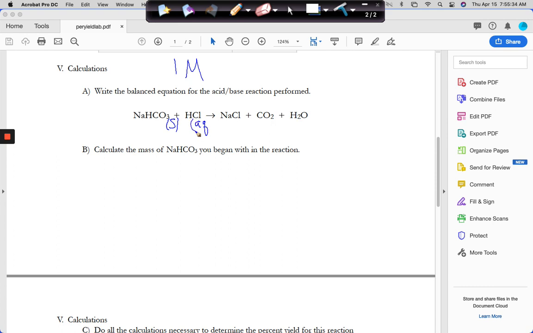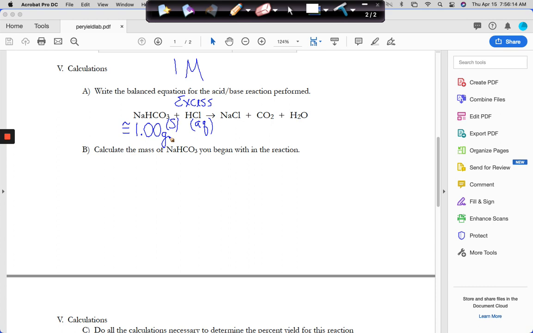All right, so guys, when you do this, now look at your products. You've got table salt, carbon dioxide, and water. So guys, this is what you're going to do in lab. HCl is going to be your excess reactant. You're going to have an entire squeeze bottle full of hydrochloric acid. Now guys, sodium bicarbonate, baking soda, is going to be your limiting reactant, and you're going to have about 1 gram of sodium bicarbonate.